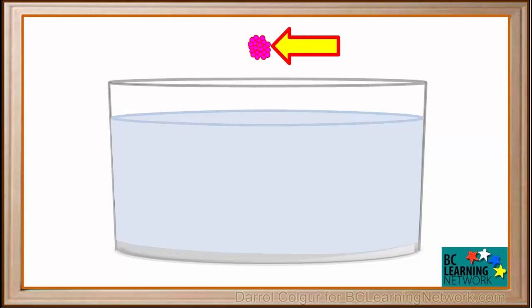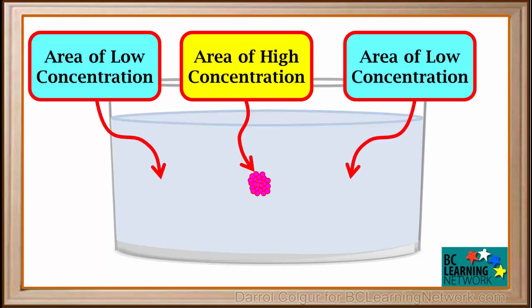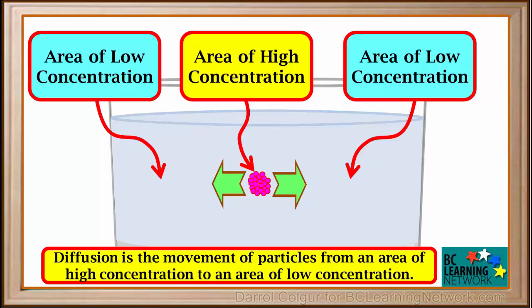We can think of the dye as consisting of small particles or molecules, which we drop into the water. At first, the particles are highly concentrated in this area, and the rest of the water is an area of low concentration of these particles. Diffusion is defined as the movement of particles from an area of high concentration to an area of low concentration.